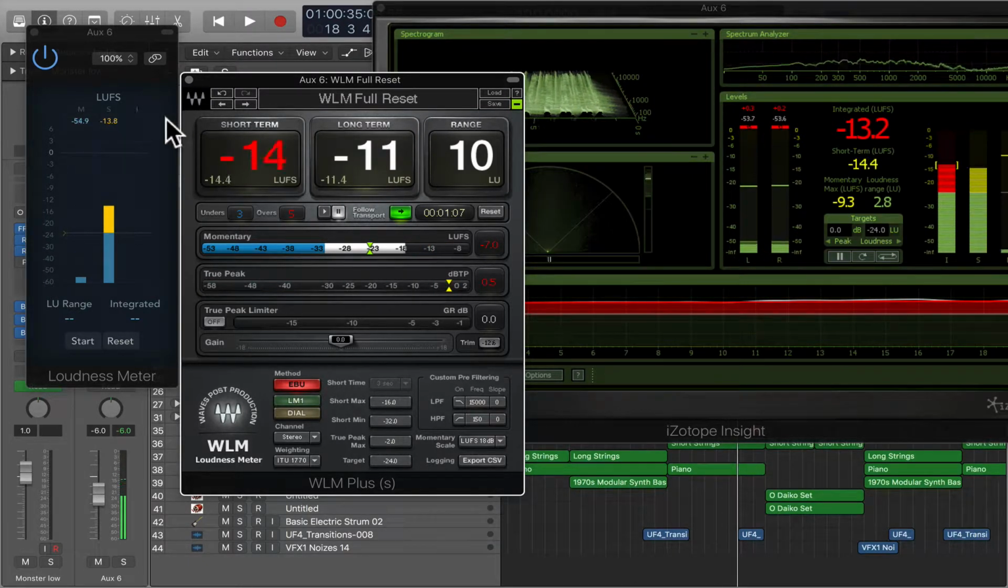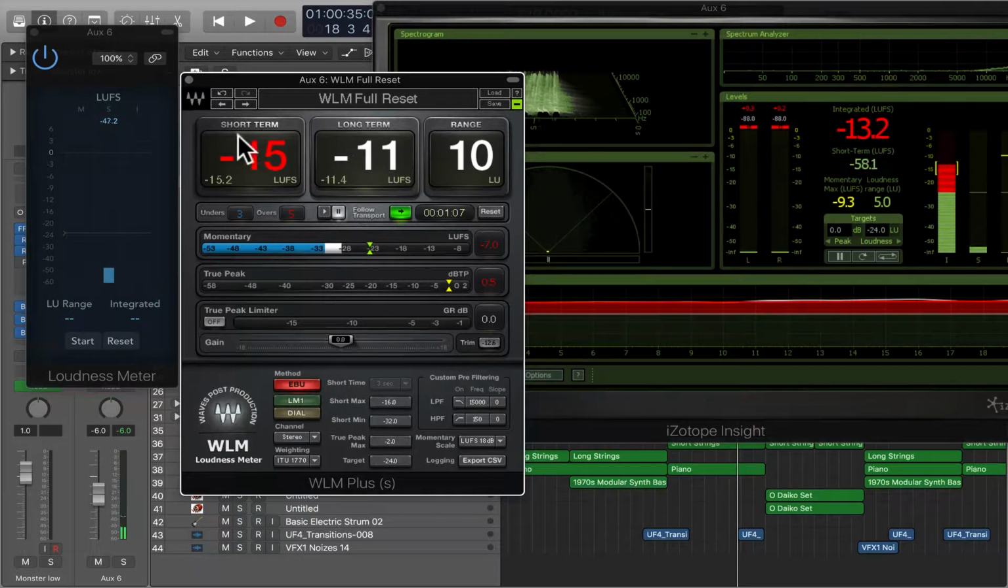And what are you noticing? They all have different readings. There's never been one LKFS or LUFS meter that has been exactly the same. That's what I'm saying. There is a standard, but it's still not so standardized. They're all a little bit different.